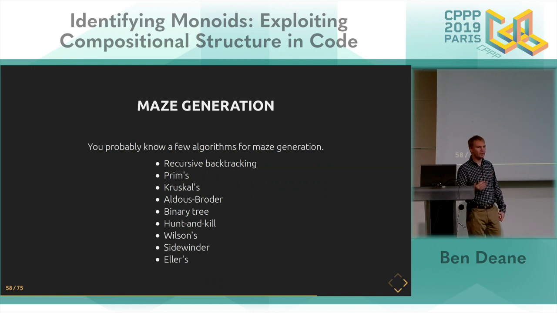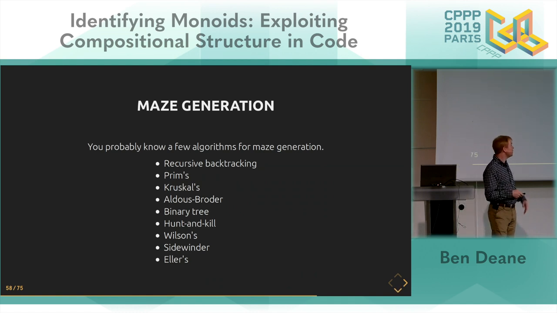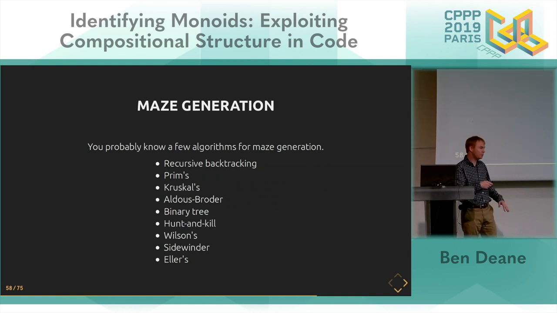Now, there are lots of different algorithms for generating mazes, or equivalently, spanning trees. Some of these you might have heard of. If you've done a CS course, you've probably heard of Prim's and Kruskal's. There's a bunch of them. The last one here is very interesting, Eller's algorithm, because how Eller's algorithm works is by generating the next row of the maze from the previous row.